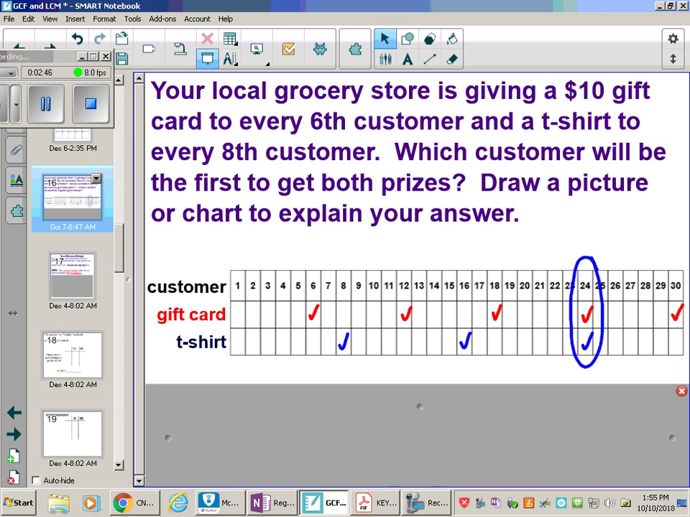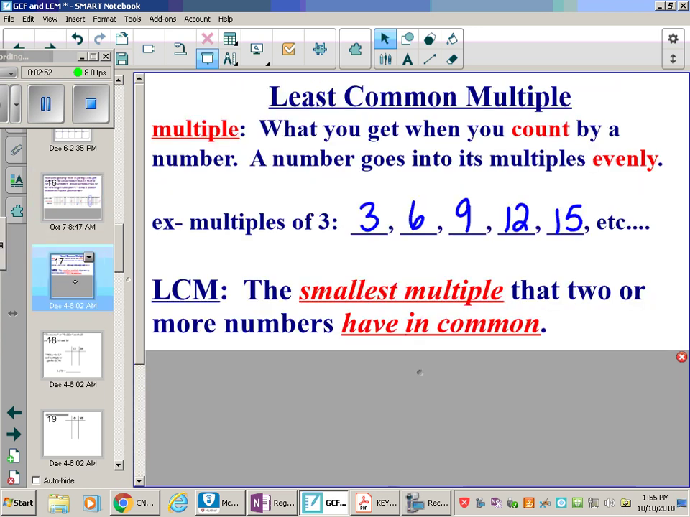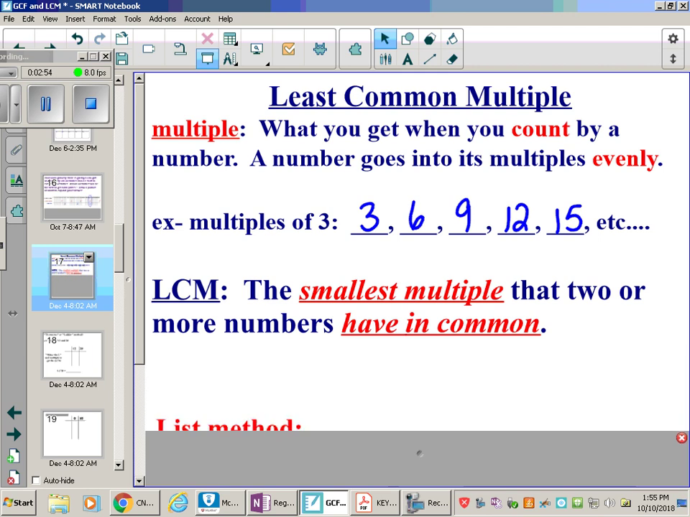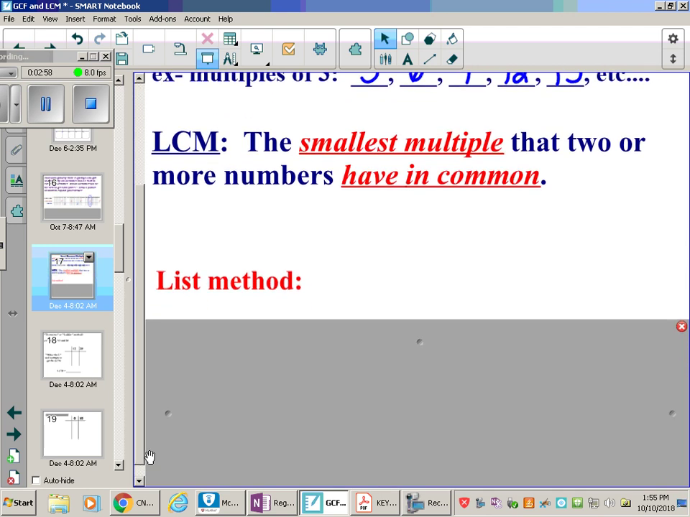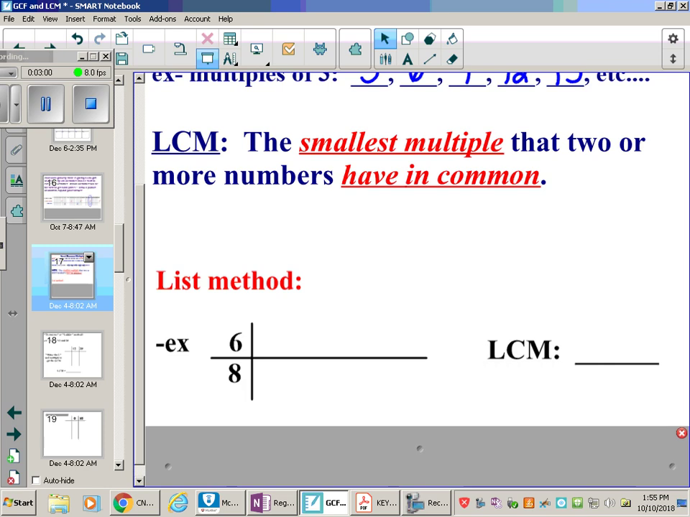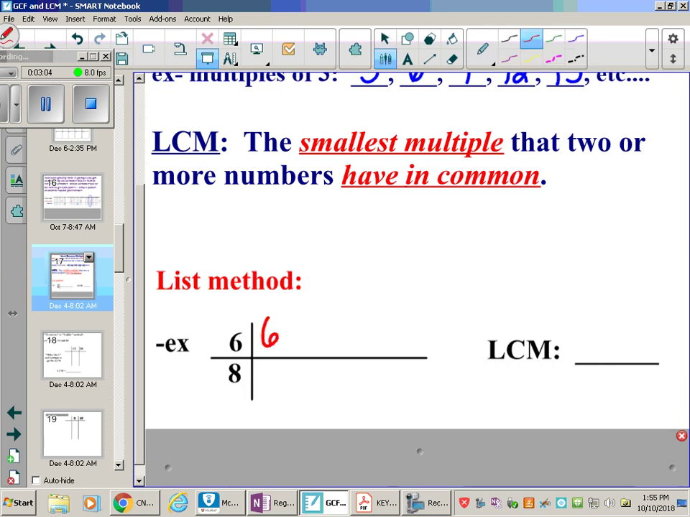So one way we can find a least common multiple is to use a listing method. What that means is we list the multiples of each number, compare our lists, and see what is the first number that appears on both lists. So if I'm looking at the 6 and 8 like I just was, for example, the 6th person, the 12th person, the 18th person, then the 24th person, then the 30th, and I could keep going on and on.